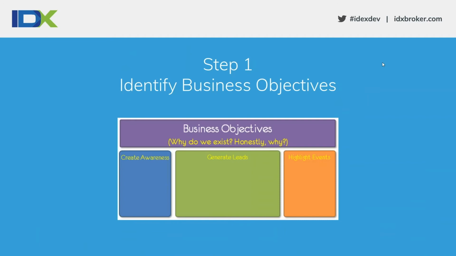So the first step in the digital marketing and measurement model is to identify your business objectives. So as a real estate agent, you probably want to create awareness, get your name out there. You also want to generate leads, have people subscribe to updates for a specific listing, and then probably highlight events. You want to get foot traffic to your open houses.